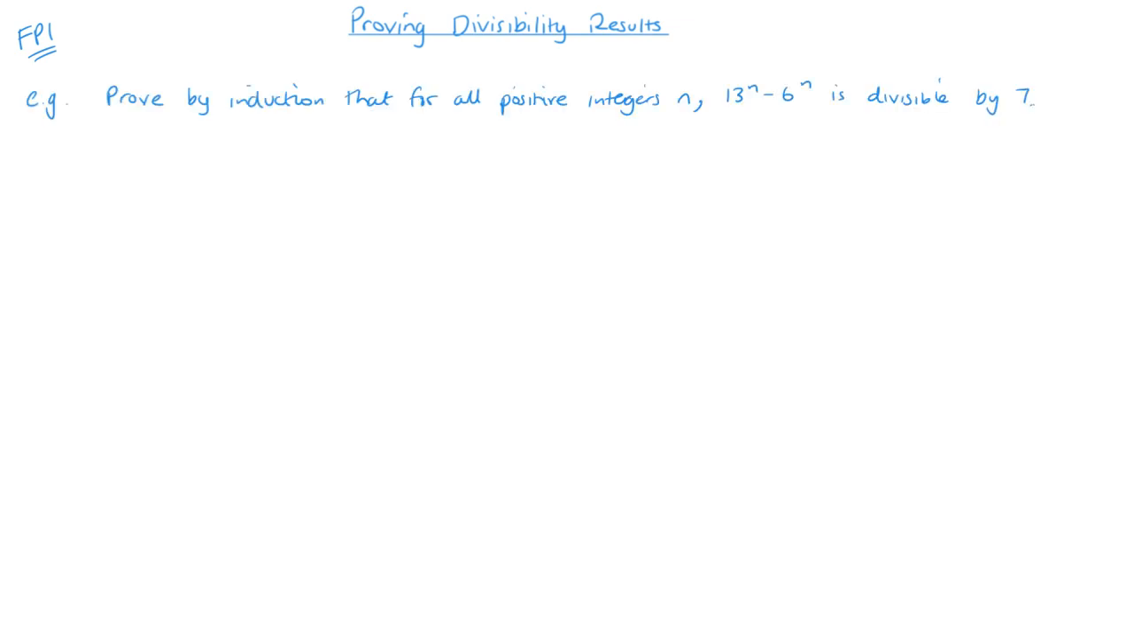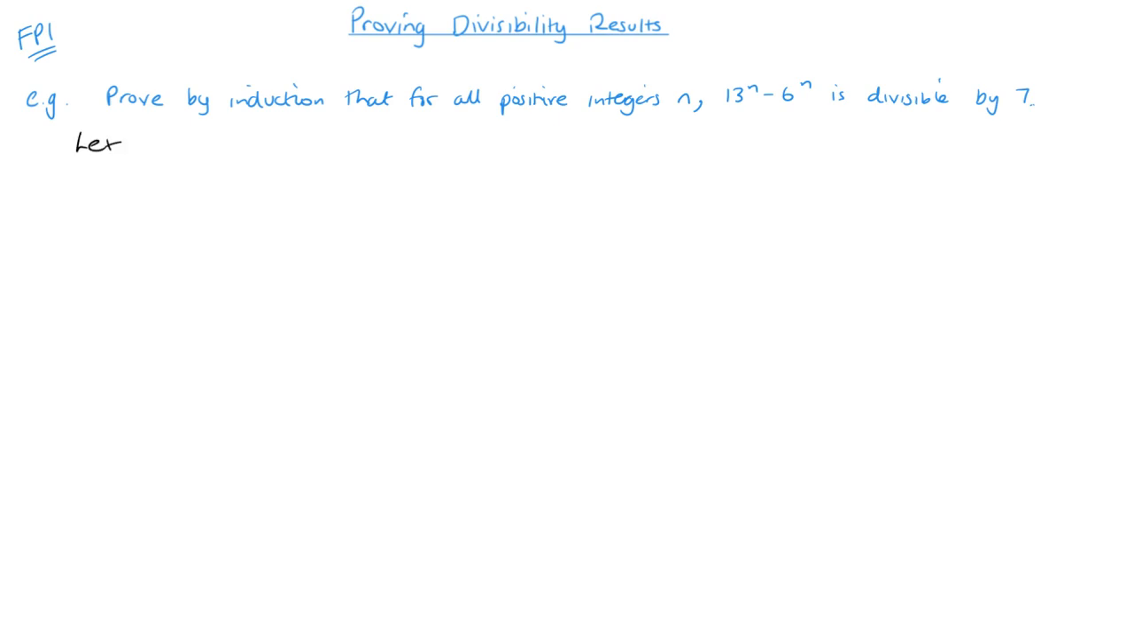And here it is. Prove by induction that for all positive integers n, 13 to the power n minus 6 to the power n is divisible by 7. So the first thing, it's the same kind of steps as before: n equals 1, the basis step, assumption step, inductive step, and then the conclusion.